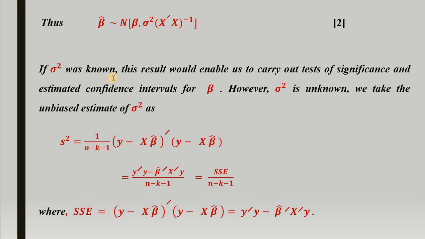So if sigma square was known, this result would enable us to carry out the test of significance and estimate the confidence interval for beta. But sigma square is not known, so we take the unbiased estimate of sigma square, which is nothing but s square equal to 1 by (n minus k minus 1) into (y minus X beta cap) prime (y minus X beta cap), and after simplification it is nothing but (y prime y minus beta cap prime X prime y) divided by n minus k minus 1. That is, s square is equal to the sum of squares due to error divided by n minus k minus 1.